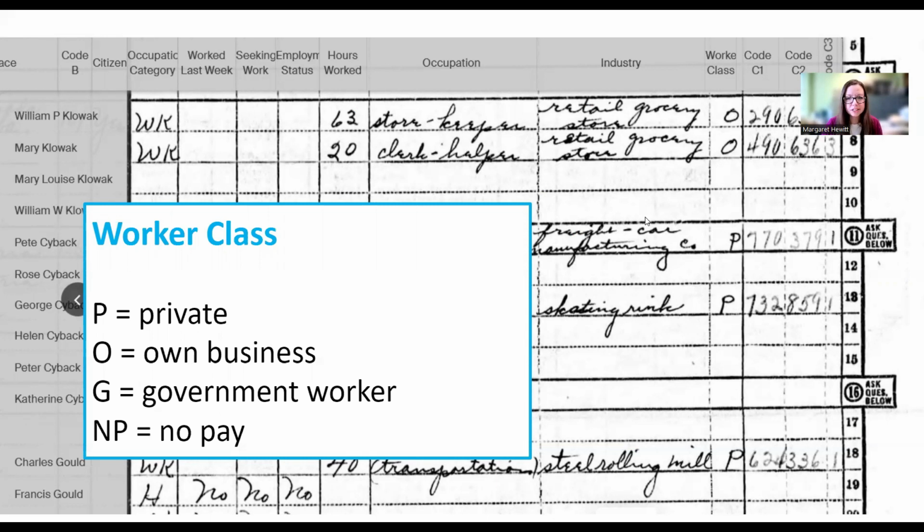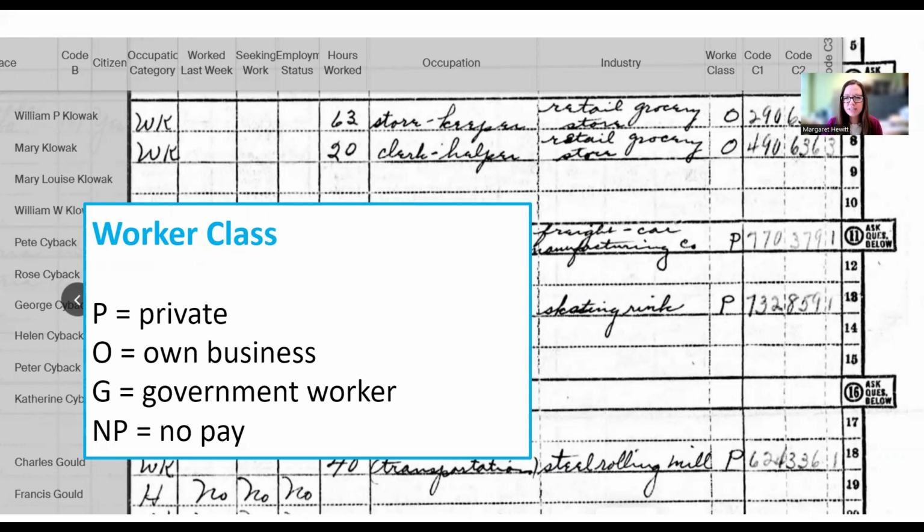There's four options here. P is for private, meaning that they are working for a private industry, a private company. That's going to be most workers that you see. O means they own their own business or they're working on their own account. That's why we see an O next to William and Mary Kloak, because they own their own grocery store. You might see a G if somebody works for the government. And you might find an NP for no pay. This is for people who are working for a family business or working on a family farm.